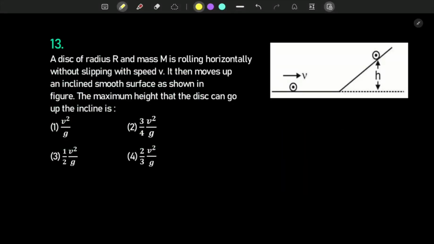So this is probably our last question. This question says a disk of radius r and mass m is rolling horizontally without slipping with speed v. It then moves up an inclined smooth surface as shown in the figure. What is the maximum height that the disk can go up the incline? So you can see in the figure that this is the disk and it moves up. It is also given that it is a smooth surface. So this one is smooth. So here I can use energy conservation.